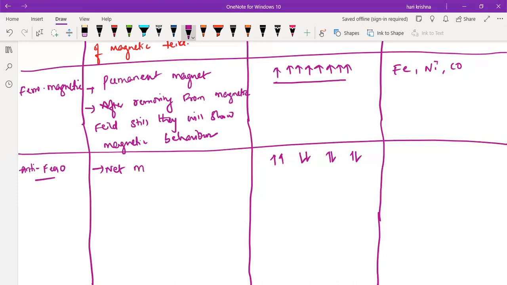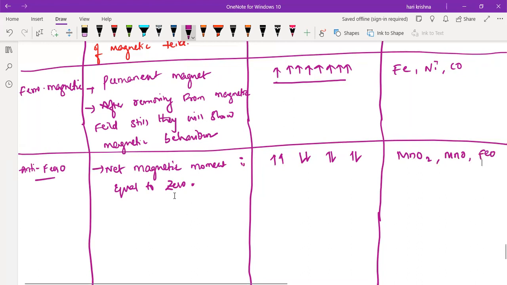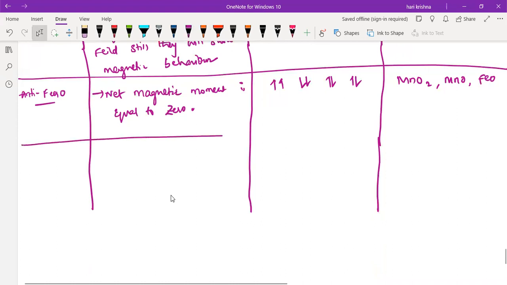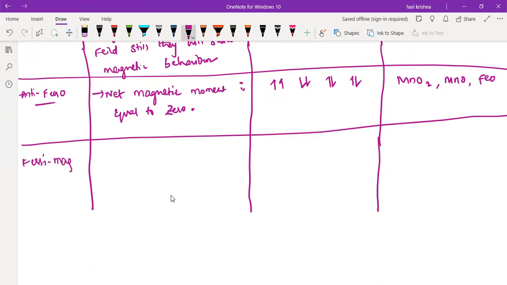Okay, so the net magnetic moment is equal to 0 in the case of antiferromagnets. The net magnetic moment is equal to 0 in the case of antiferromagnets. Examples are MnO2, MnO, and FeO. All these will show antiferromagnetism. And the last one is ferrimagnetism.